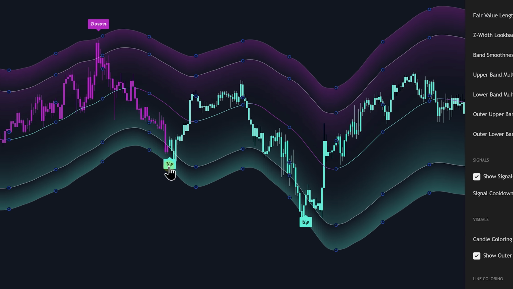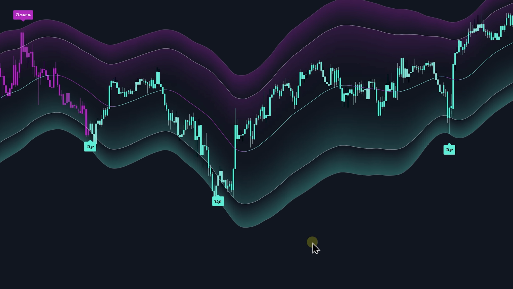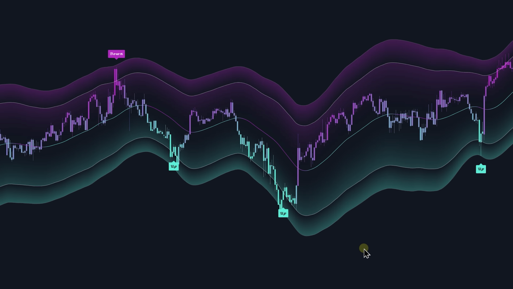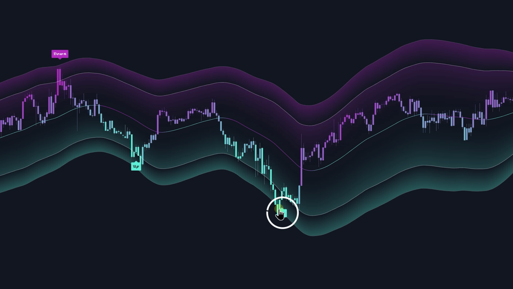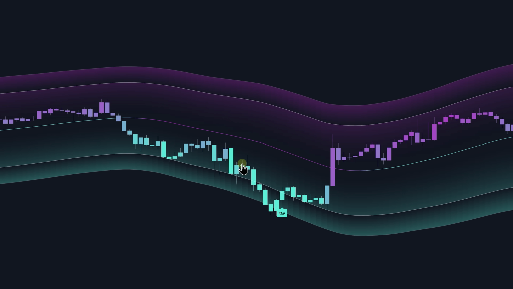Now, let's take a look at the buy and sell signals. A signal does not appear simply because price touches or moves through a band. No, the indicator waits for a confirmed close outside the band and then another candle closing back inside it. For a buy signal, price first closes below the lower band, a later candle then closes back above that lower band and re-enters the envelope.